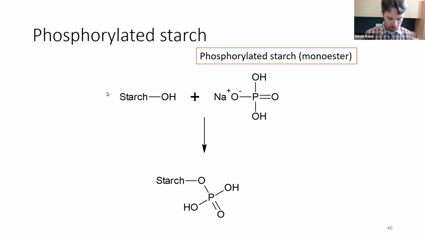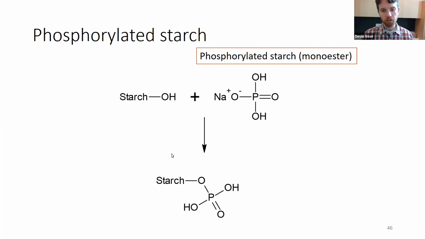So we have two reactants. We can have sodium tripolyphosphate, or we can have sodium orthophosphate. So these phosphates are not particularly reactive. We are going to mix them in very high concentrations with very high concentrations of starch under slightly alkaline conditions, and we can get them to add to the starch, form the starch phosphate.